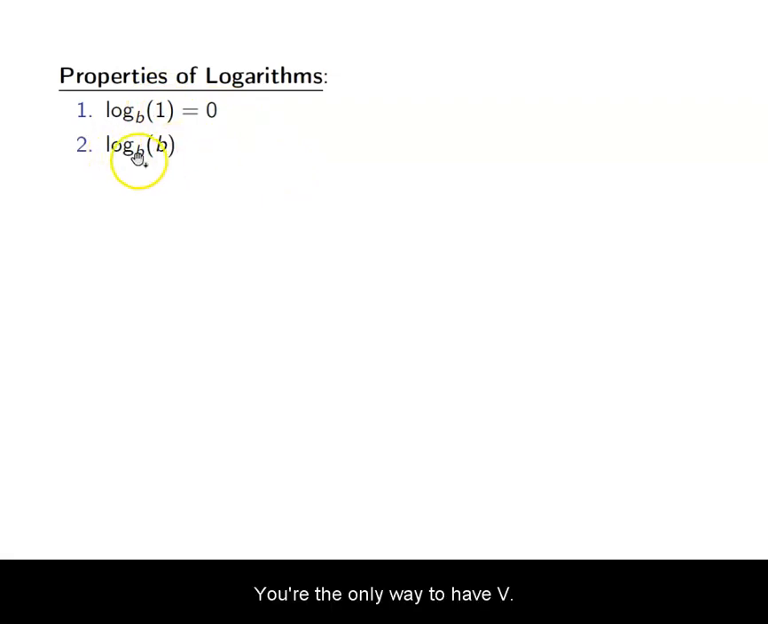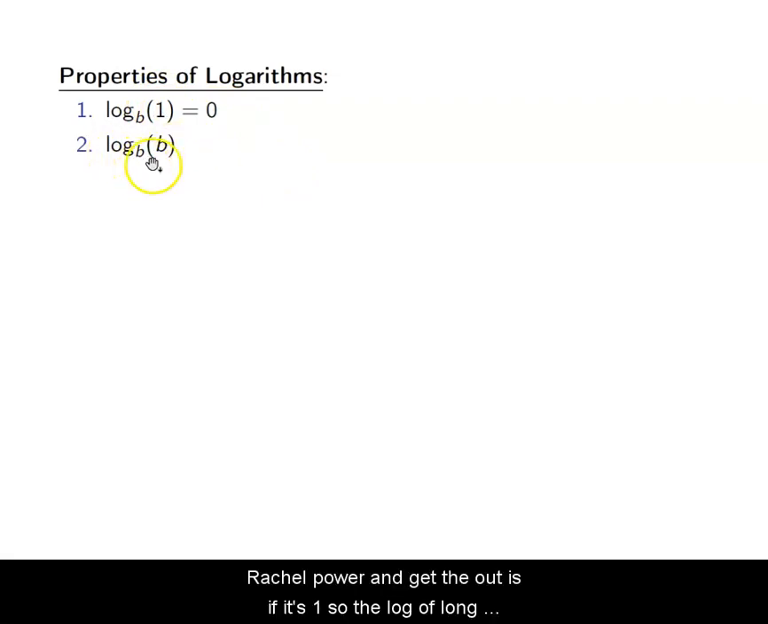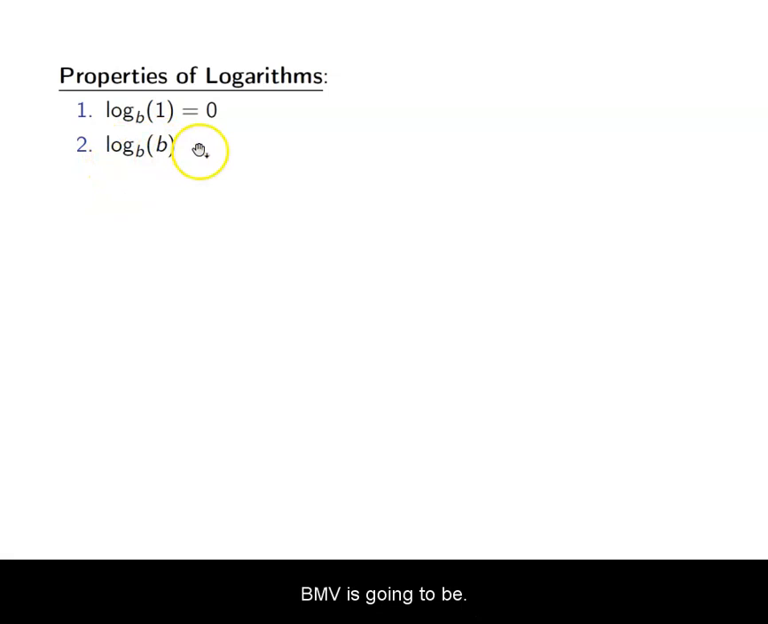Okay. Here, the only way to have b raised to a power and get b out is if it's 1. So log base b of b is going to be 1. Log base b of b to the x is going to be x.